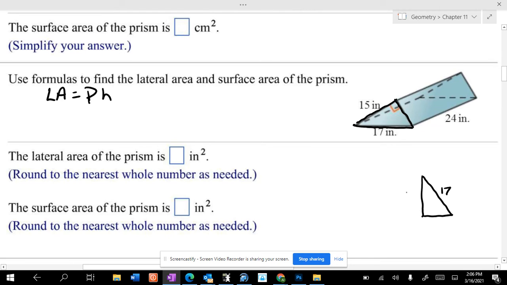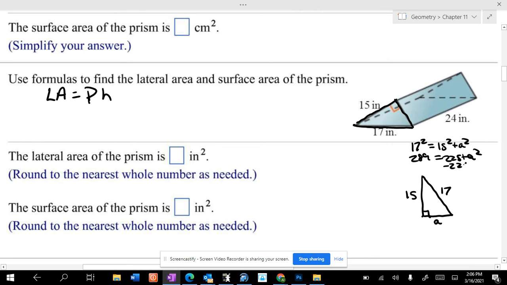The hypotenuse is 17. This side is 15. How do I find my missing side? When you have a right triangle, how do you find a missing side? Pythagorean Theorem. 17 squared equals 15 squared plus a squared. So 289 equals 225 plus a squared.